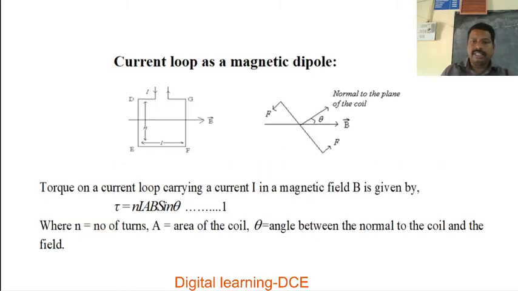Again, this figure explains that these two faces experience equal and opposite parallel forces, unlike parallel forces, because the direction of current flowing through these sides, that is ED and FG, will be equal in magnitude but opposite in direction. Thereby, the forces acting on these faces would be opposite to each other. That constitutes a torque or moment of couple. The magnitude of that moment of couple or torque is given by equation 1.